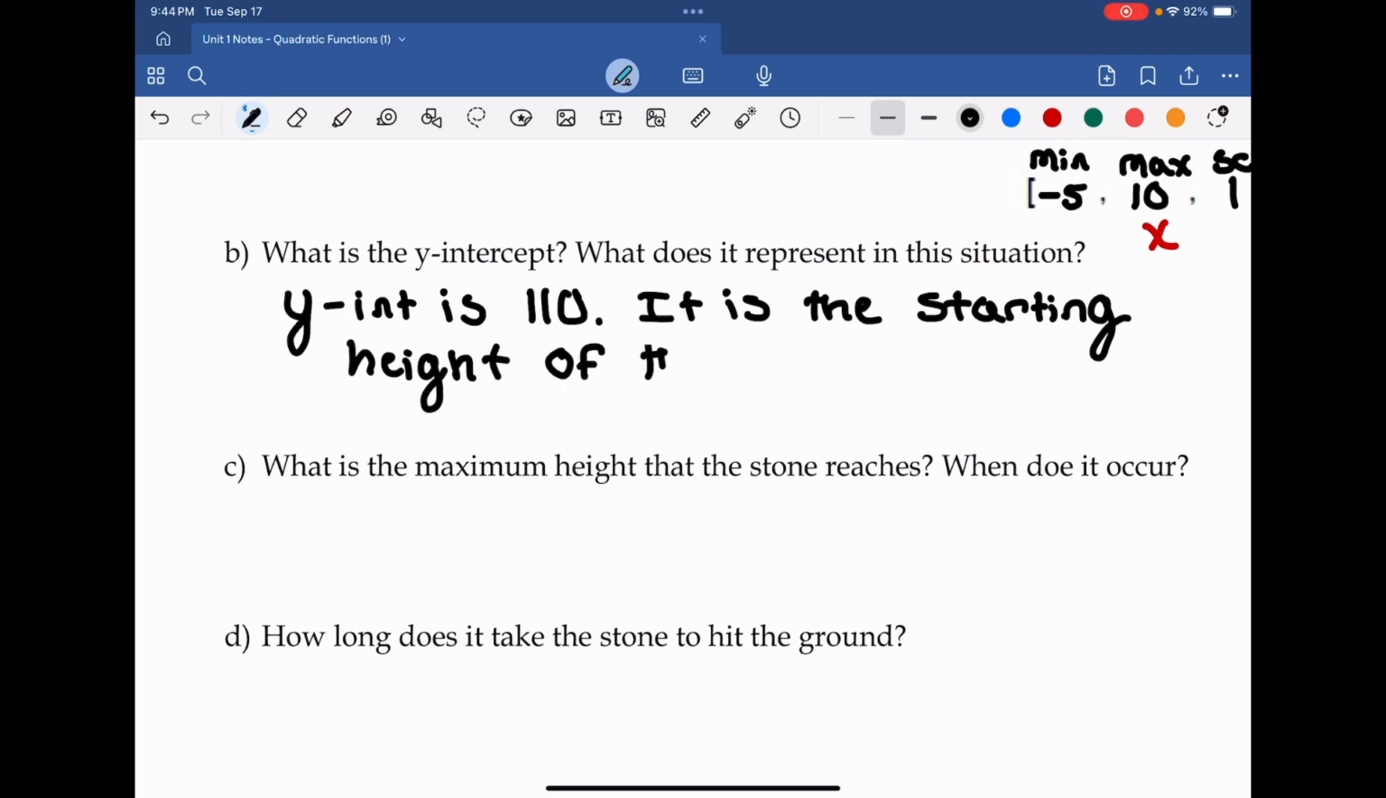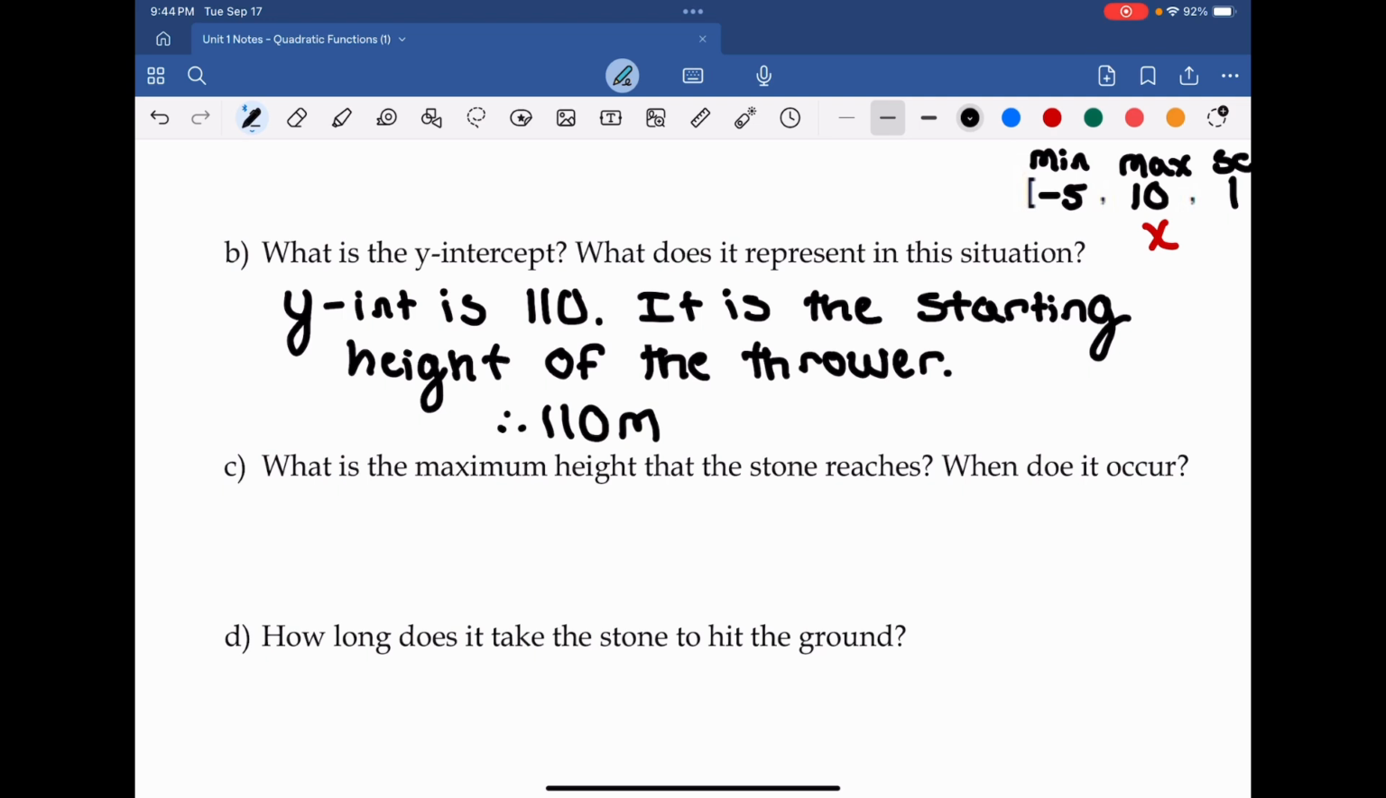Of the thrower. And you can even say it's like the original position if you want, but that's okay. And then we can say therefore it is like 110 meters if we really wanted to. That would also be okay, just to kind of throw that in there.